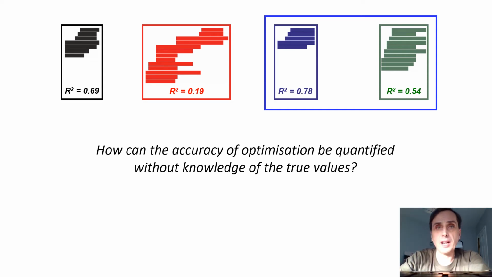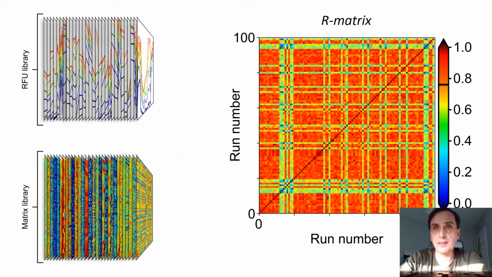So we developed a method based on a covariance matrix, and this is an example covariance matrix from an optimization that involved 100 different replicates. Each of these pixels here shows the correlation coefficient, so R, between any two replicates, and from this we determine this value called the R matrix, which is simply the arithmetic mean of all these different R values.